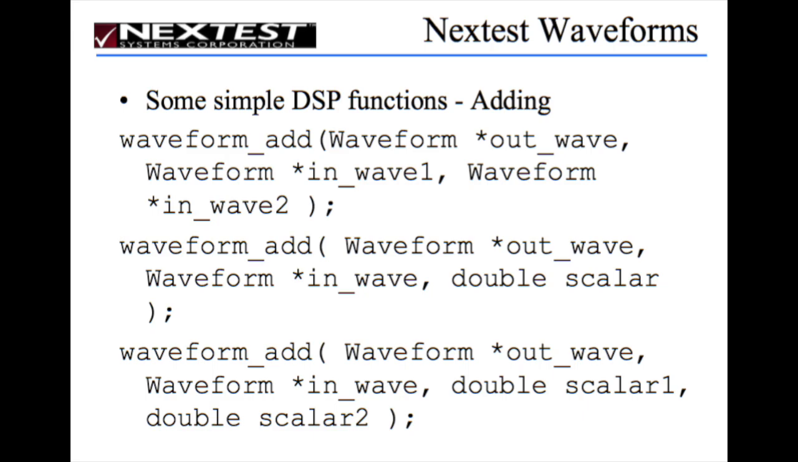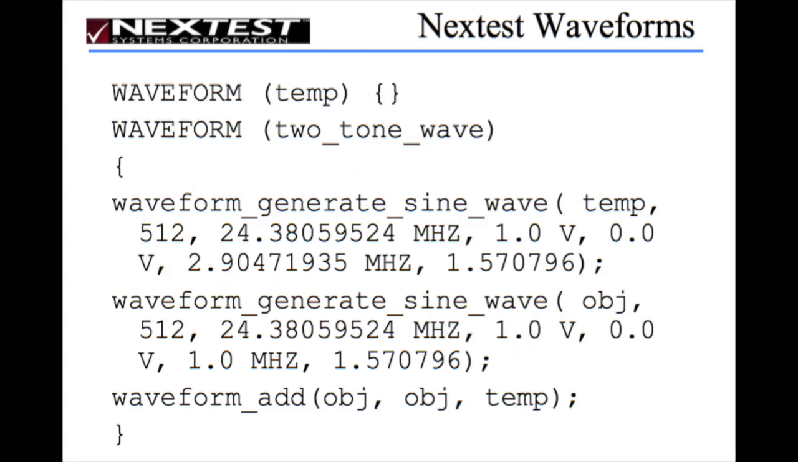So it knows what it is. It knows what kind of waveform it is. Here's another one. Really simple. Waveform generate sine wave temp 512 blah blah blah blah. Waveform generate sine wave temp blah blah blah blah. So it's a 2.9 megahertz wave and a 1 megahertz wave, and then you do a simple waveform add. It adds the 2 waves together. What does that make it? That makes it a multi-tone. So you can do a multi-tone test and see if it has a problem with 2 tones.